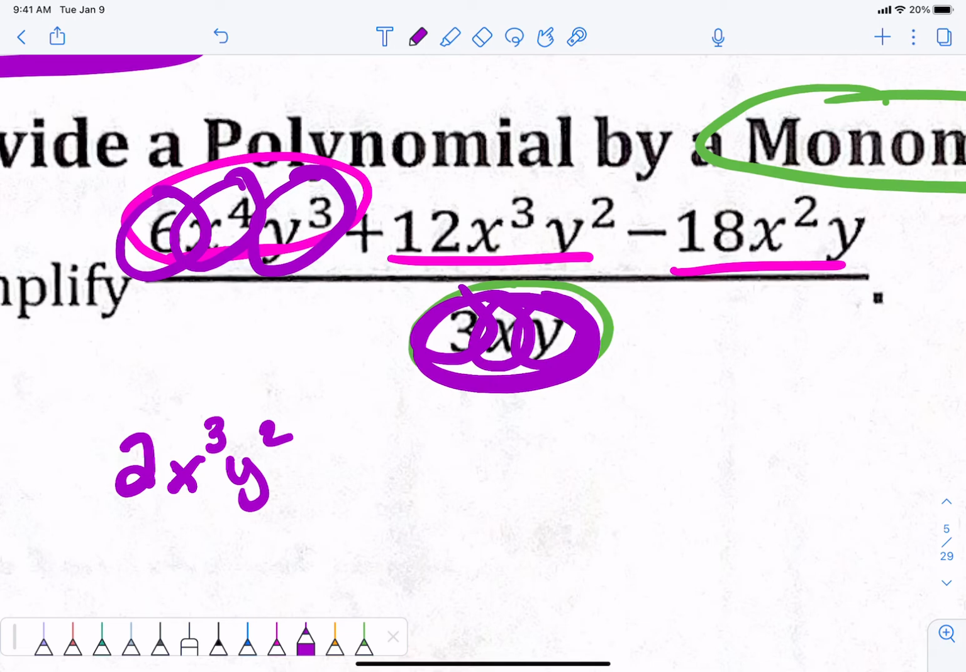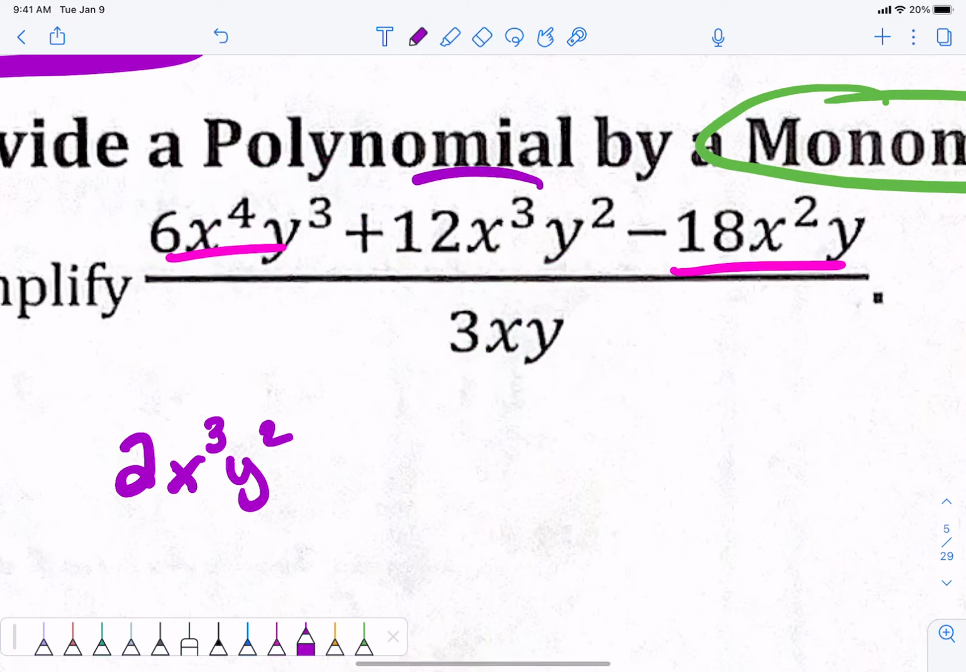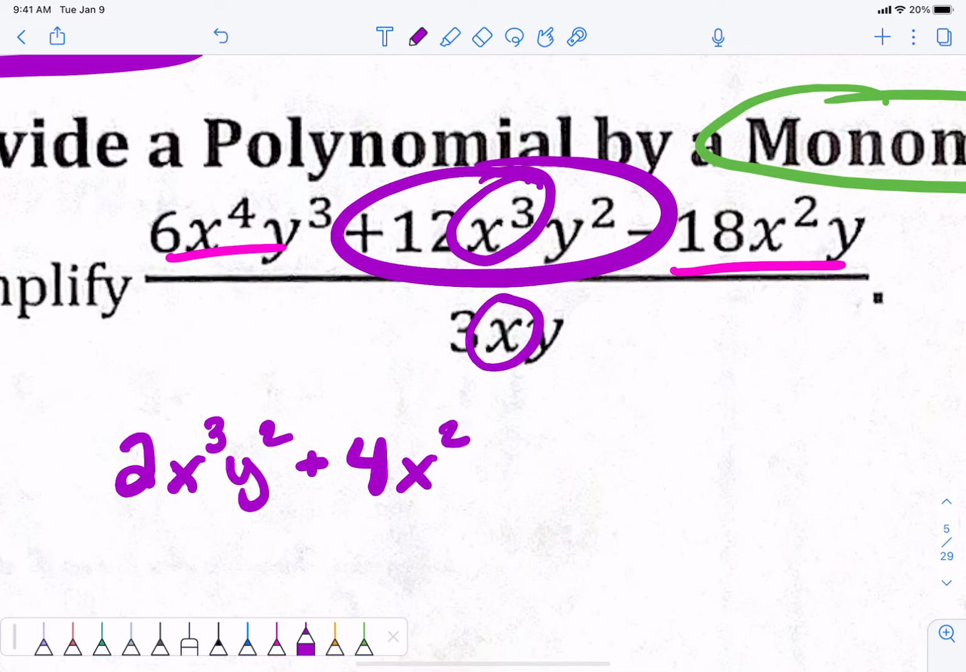And then I move to the next piece. Now we're doing this one. I start with 12 and I divide by 3, and that is positive 4. Make sure you put the plus sign. X to the third divided by x is x squared. It's like you're subtracting the exponents. This is x to the first power, y to the first power, right? You're subtracting those exponents. Y squared divided by y is just y to the first power, just y.